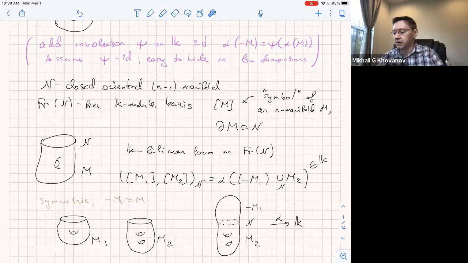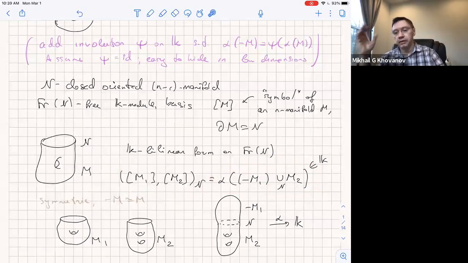Now we can glue them together along N. So picture-wise, we can reflect M1 to be on the other side with the reverse orientation and glue it to M2 along the common boundary N. So this is a closed n-manifold. You can apply alpha, because remember alpha is an invariant of closed n-manifolds taking values in the ground field K. So any pair of manifolds with the same boundary N gives us a number, an element of K. It's alpha of the union of minus M1 and M2. And this is our bilinear pairing.